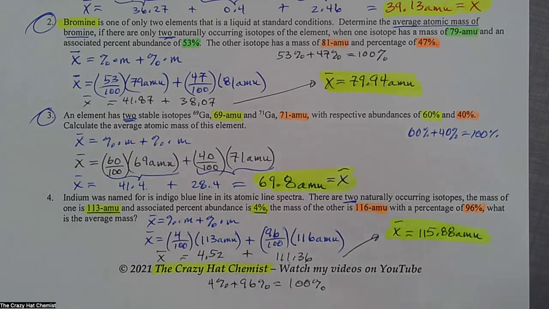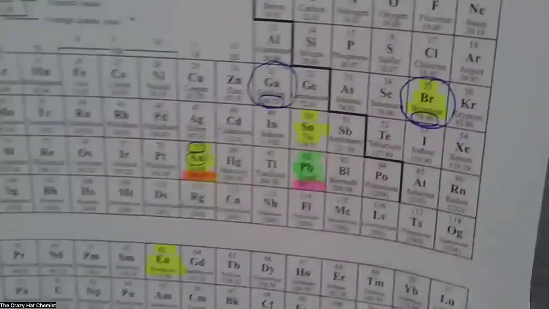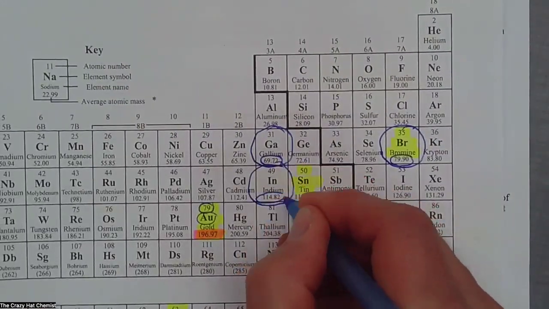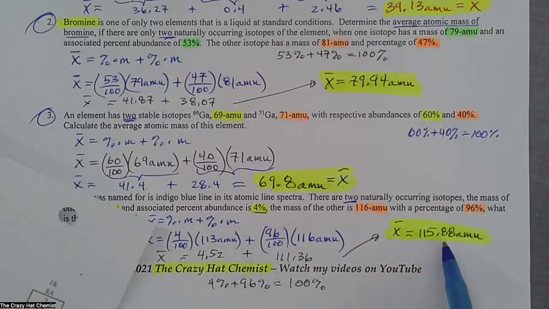That looks fantastic. And let's see if we can find indium on our periodic table, and it should be approximately within that range. Indium is right here underneath gallium, 114.82, and I got 115.88.